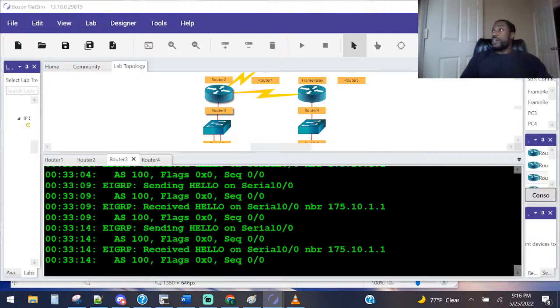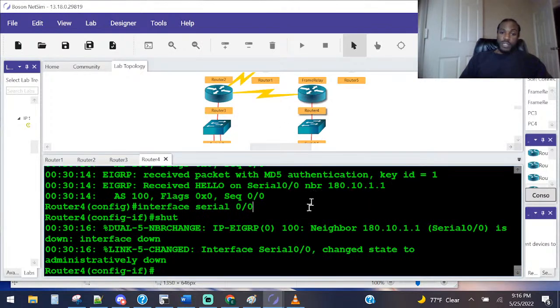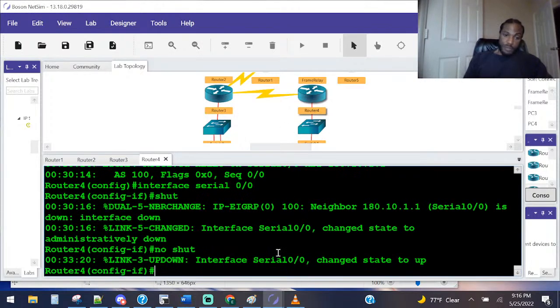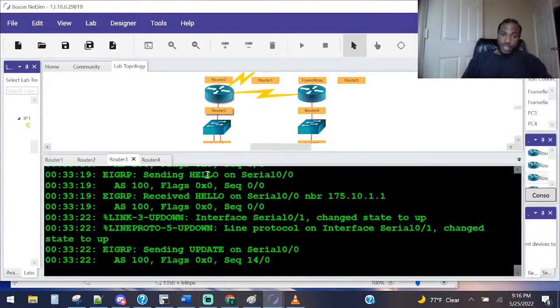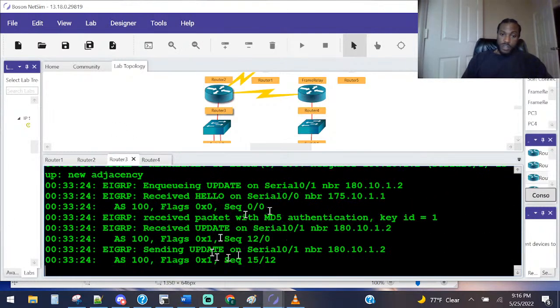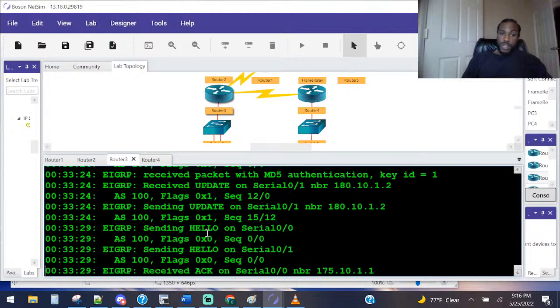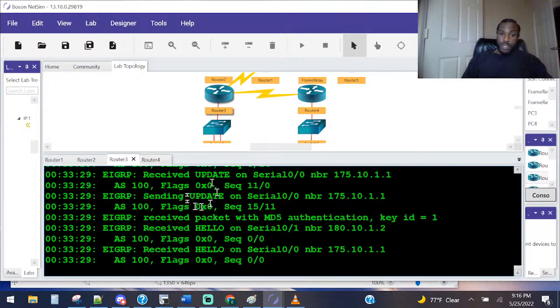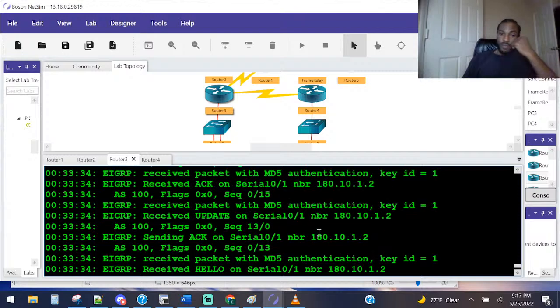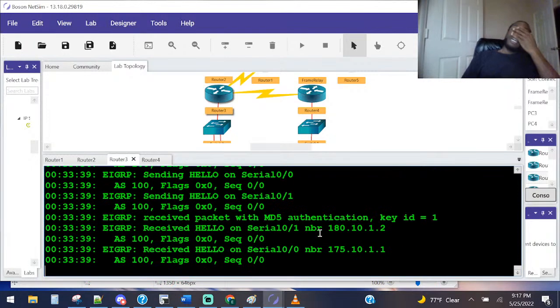And then look at the debugging again. So let's re-enable it. Shut that bad boy. Go to router 3 and take a look at what's going on here. And notice we're sending an update. We're sending, receive. We received a hello. We got an update packet. We got a packet with MD5 authentication received. See all of this stuff there? So that's pretty cool. I just be forgetting how to turn on authentication.